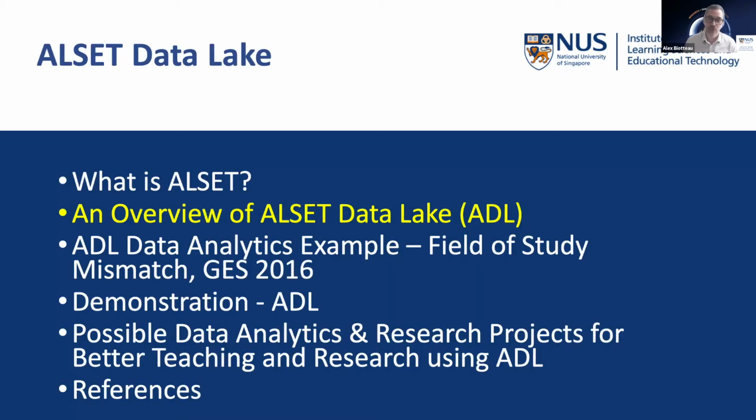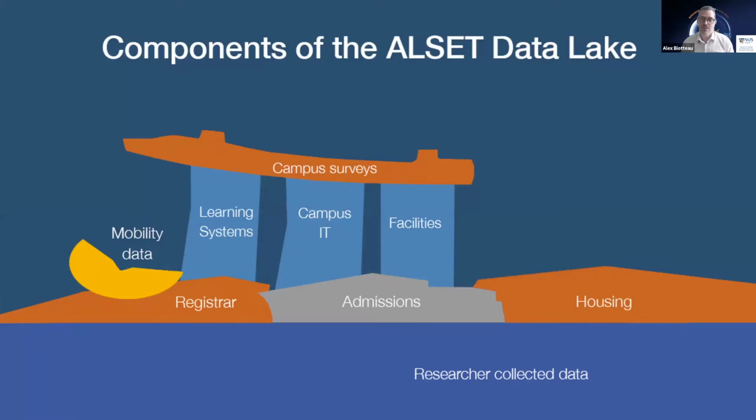So let's have a quick overview of the data lake before digging into the topic. What's the data lake? It's actually a way to bring together some data that is scattered across the university. The idea is to make all this data easily available in a single place with a simple access. So as you can see, the data lake is collecting and gathering some information from the registrar, the admissions, the learning management system, the campus IT, the facilities management, or some information collected by researchers through their own research. And we are bringing together all this information for educational purposes.